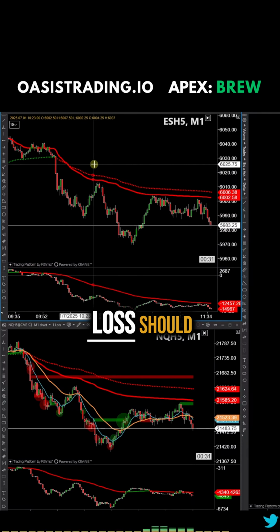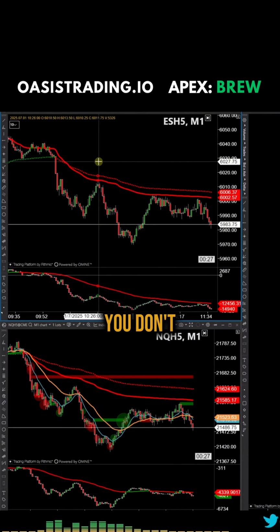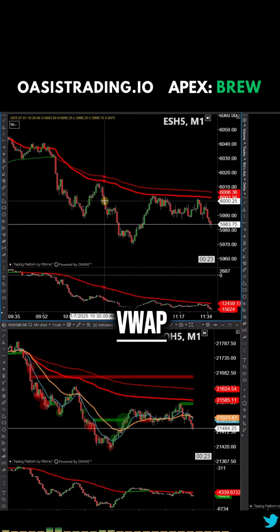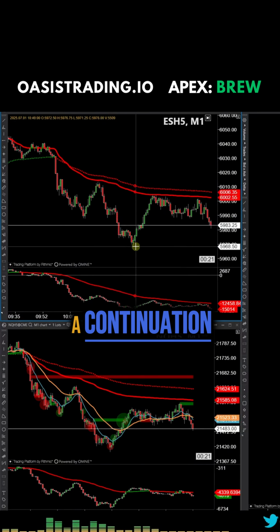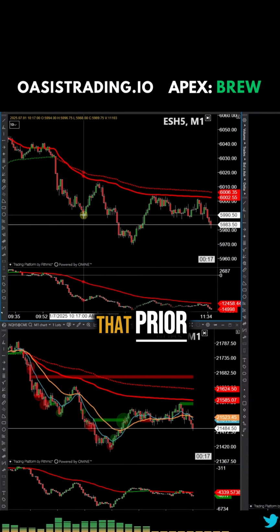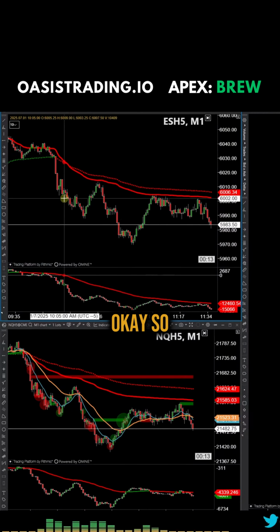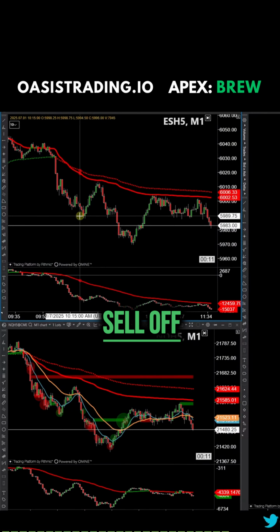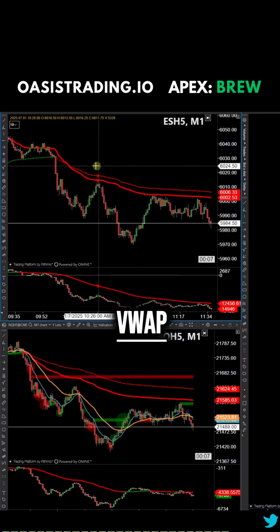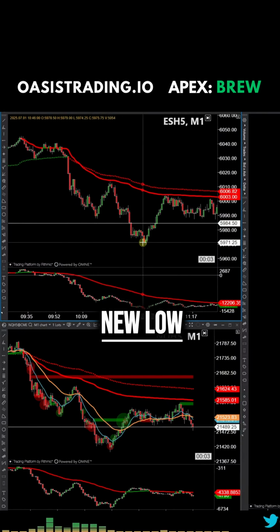Your stop loss should be above VWAP. You want to give it some room. Typically, you don't want it to be more than 5 points away, but you do want to put it above VWAP. And then you're just looking for a continuation of that sell pressure, typically wherever that prior low is, or a break of that prior low. Okay, so we had sell off, bounce into VWAP, sell pressure around VWAP, stop loss above, looking for that prior low or a new low.